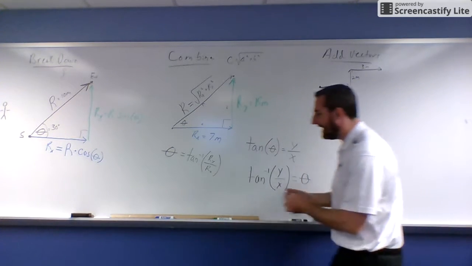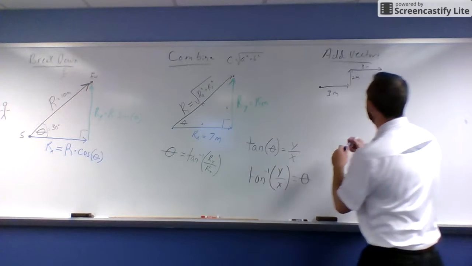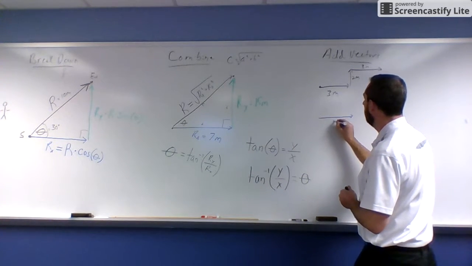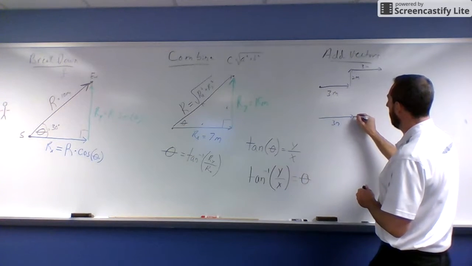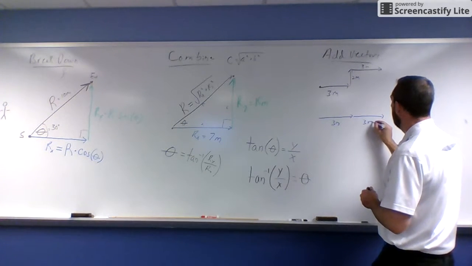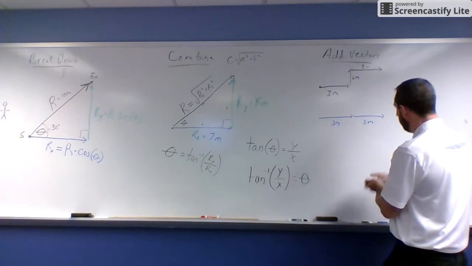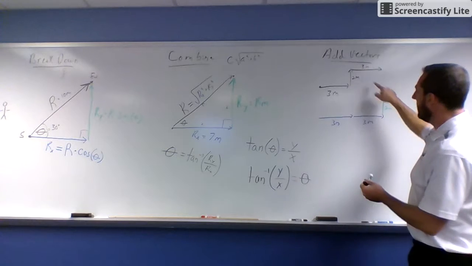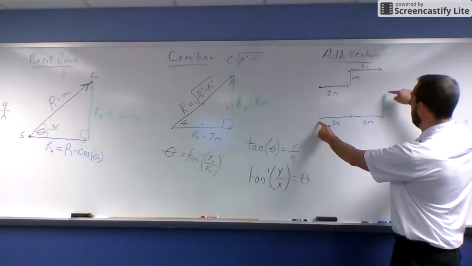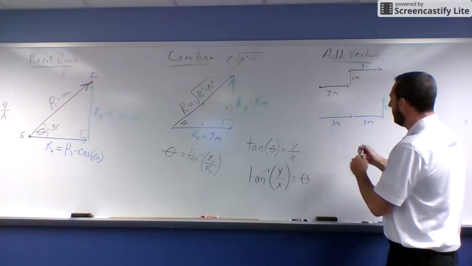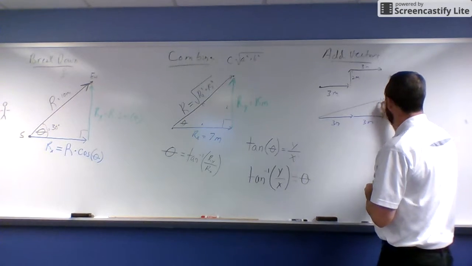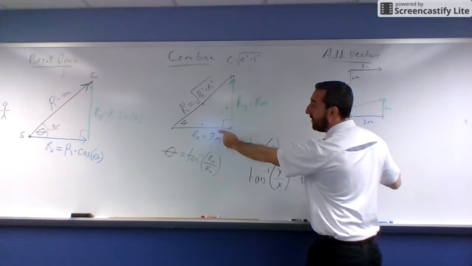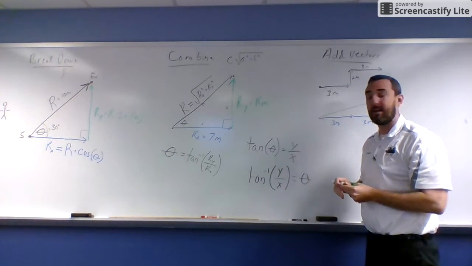I could draw this again, and it might be better to draw it like this. What if I said 3 meters, and then another 3 meters, and then 2 meters? Same thing, same net result, start there, end there. But now it looks like two sides of a triangle. So I end up setting myself up to combine these components to get my R value again.